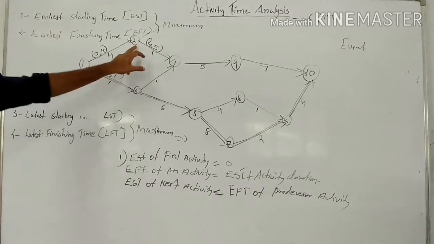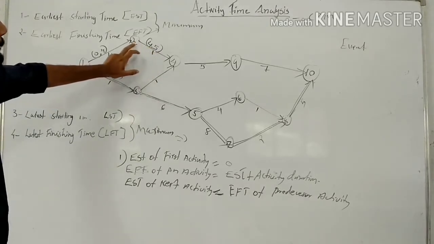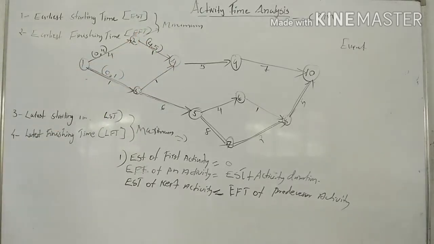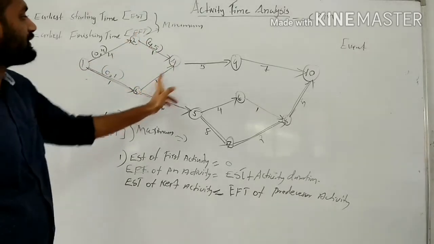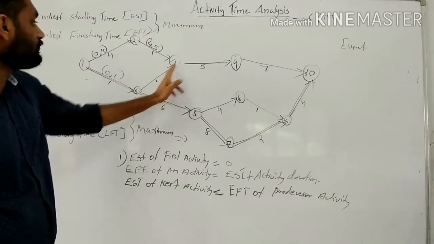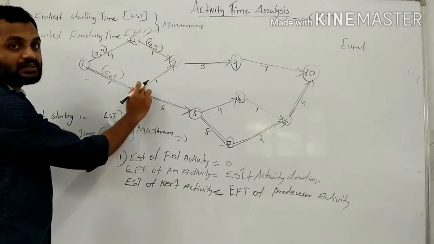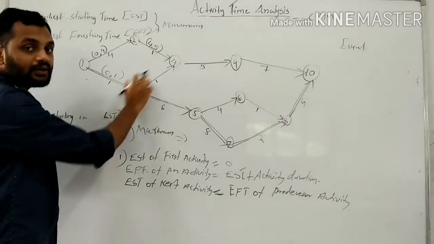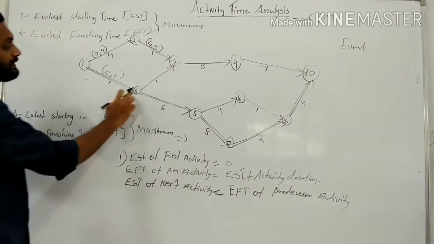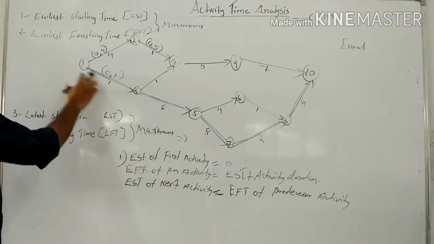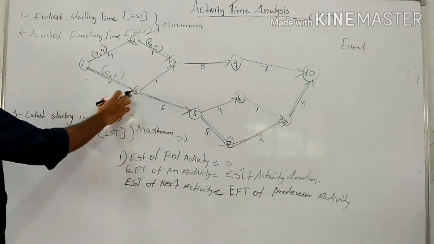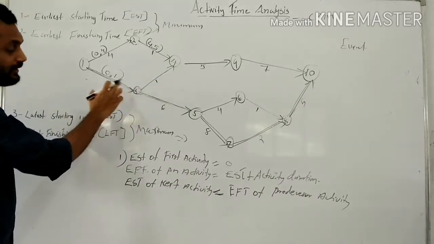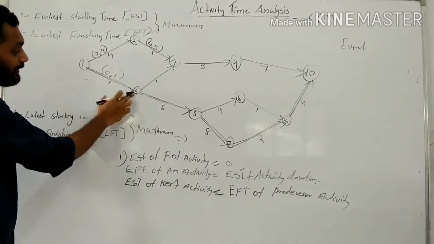So this is the ESP and the EFT of 2 to 4. Then for activity 3 to 4, ESP is the EFT of the predecessor activity. The predecessor activity of 3 to 4 is 1 to 3. 1 to 3 is the predecessor activity of 3 to 4. So the EFT of 1 to 3 is 1, 1 day is its EFT.